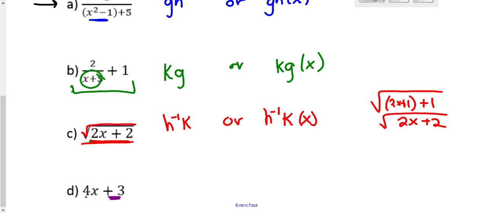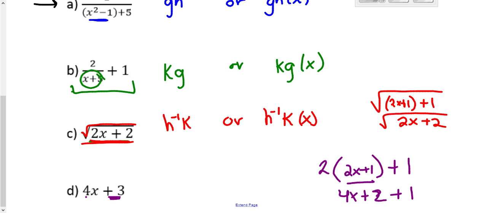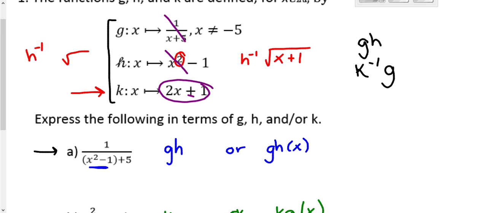So let's try this. What if we had 2x plus 1, and we plugged that in to 2x plus 1? Well, we distribute that. There's a 4x. Here's a plus 2 plus 1, and that gives us a plus 3. So here's 4x plus 3. What did we do? We used the last function and we plugged it into itself.